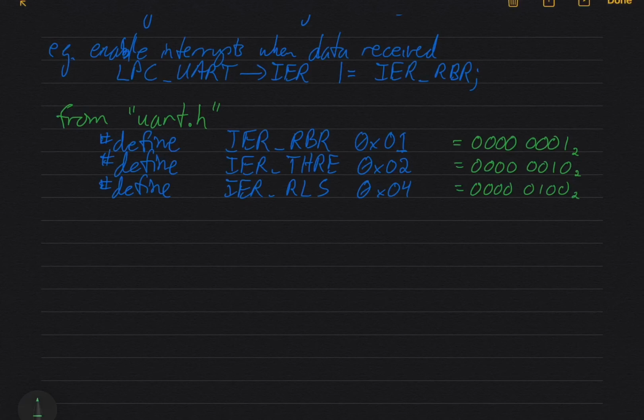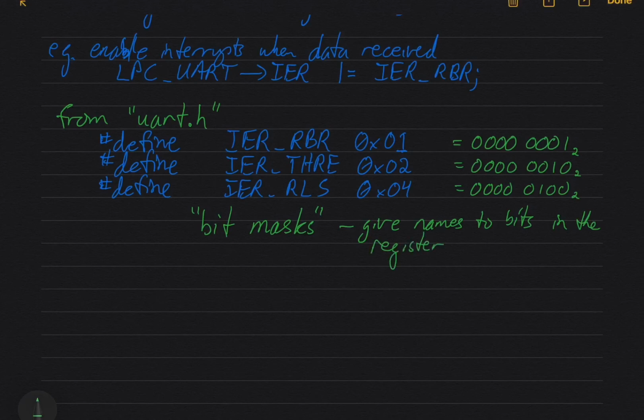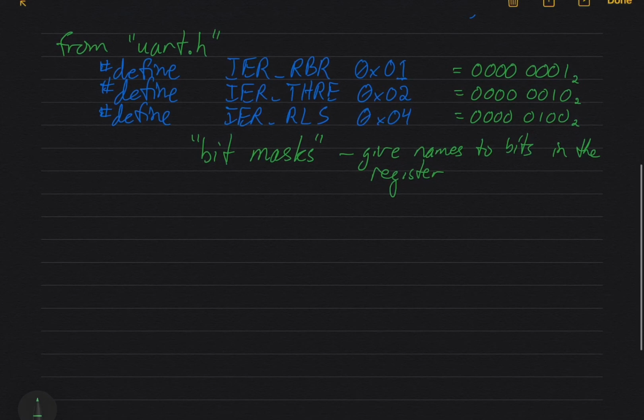So these are bitmasks. Whoops, bitmask. So bitmasks give names to bits in the register, in this particular application anyway. Okay, so actually I want to keep my green here. Not going to change color.